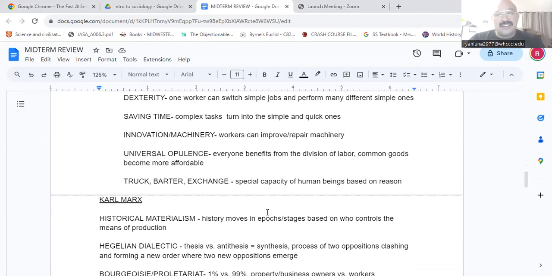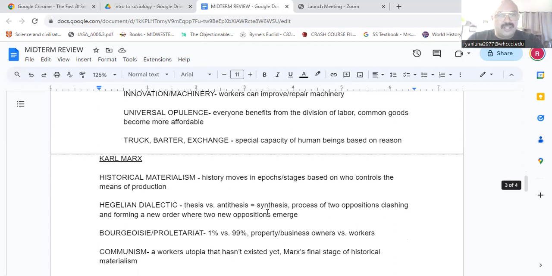This is where Marx and other theorists critique this. Universal opulence. Everyone benefits from the division of labor. Common goods become more affordable. This is true in a certain sense. Once a country uses division of labor or capitalism, more people can afford more things like creature comforts. But if we compare that to feudalism, where everybody's like a poor farmer, anything's better than being a poor farmer. So more people have more things, but it's not a, you know, perfect situation. We still need things like healthcare or home ownership. It's not universal opulence, right?